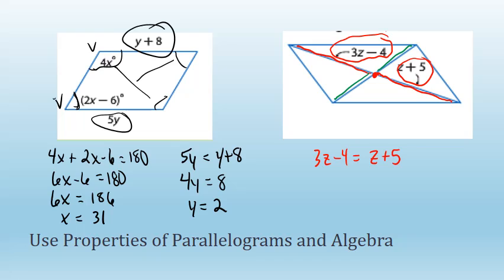All right, so let's subtract the z from both sides. We're going to subtract z from both sides, and we're going to add 4 to both sides. And when we do, we got 2z equals 9. 4 plus 5 is equal to 9. Divide both sides by 2, and then z is going to equal 9 over 2. Or if I put that into a decimal, it's going to equal 4.5. And so there we used one of the diagonal properties of parallelograms and algebra, my favorite part.